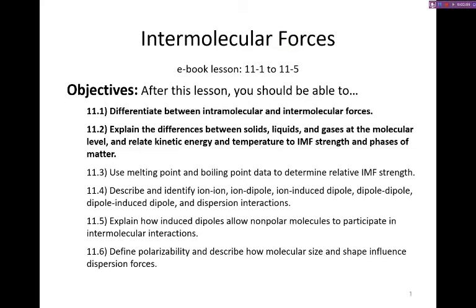This is Professor Herring. In this video we're going to start Chapter 11 about intermolecular forces. In this video in particular we're going to differentiate between intra and intermolecular forces, and we're going to explore the differences between solids, liquids, and gases at the molecular level. Let's begin.